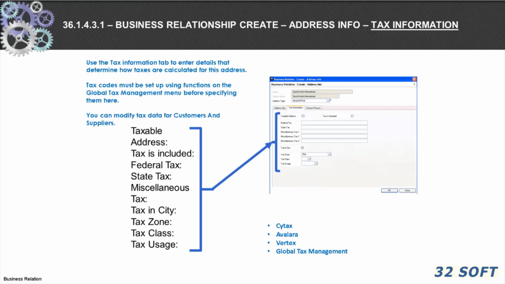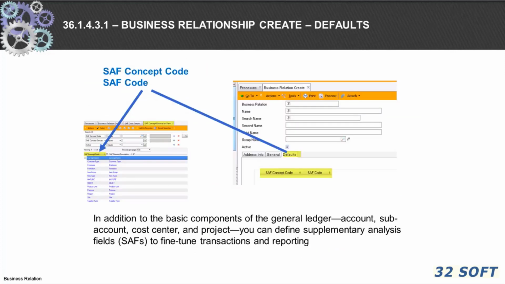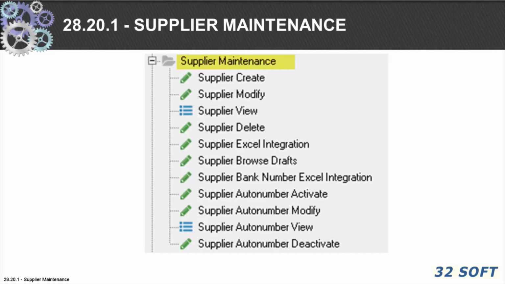Use the Tax Information tab to enter details that determine how taxes are calculated for this address. In addition to the basic components of the general ledger, account, subaccount, cost, project, you can define supplementary analysis fields, SAFs, to fine-tune transactions and reporting.